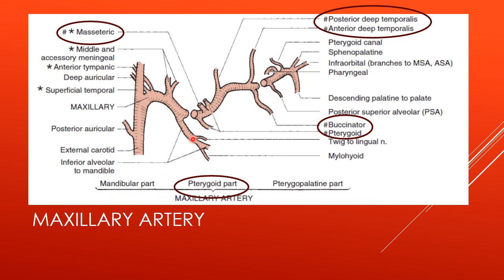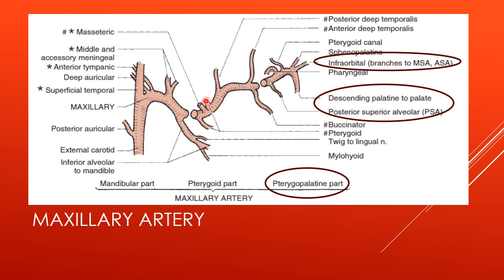The pterygoid part of the maxillary artery supplies blood to the muscles of mastication. Its branches include the posterior and anterior deep temporal arteries to the temporalis muscle, the masseteric artery to the masseter muscle, the pterygoid branches, and a buccinator branch. The branches that come off the third part of the maxillary artery supply the maxillary teeth and their periodontal ligament.